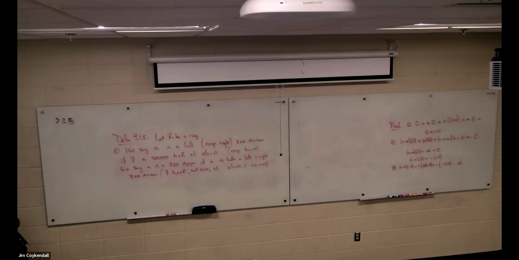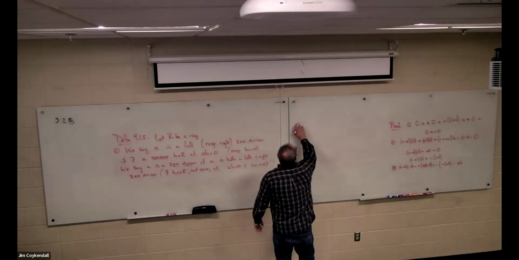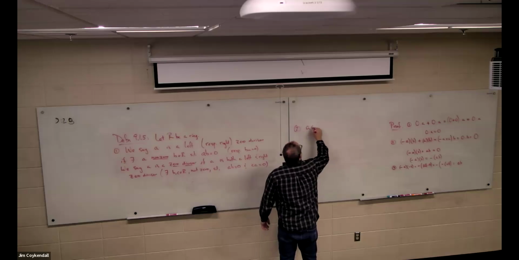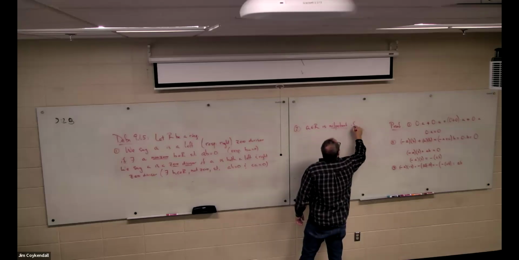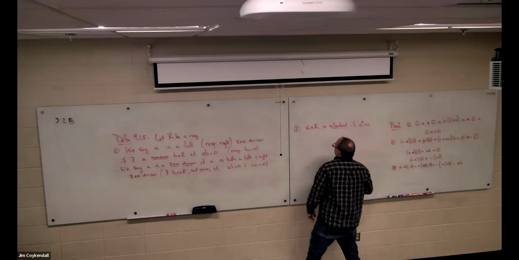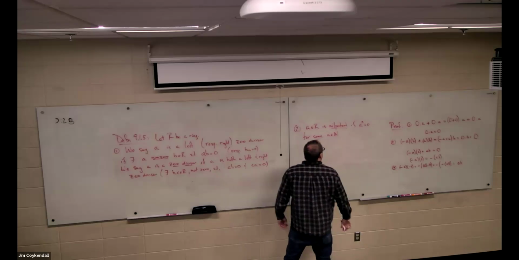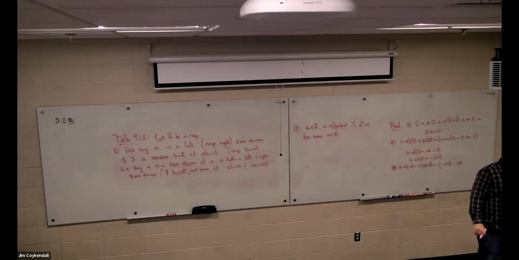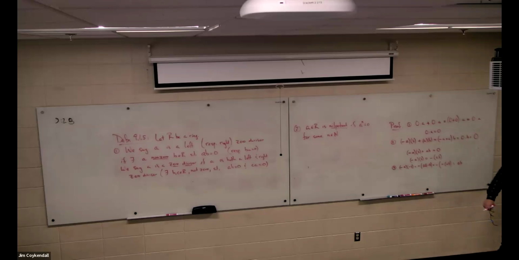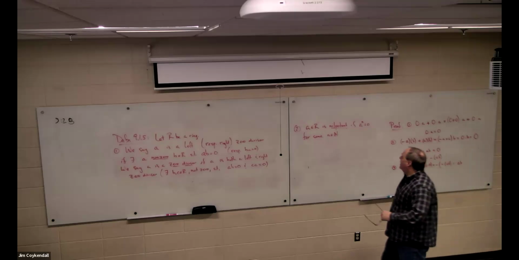Okay. This next one is sort of like a zero divisor on steroids. Two, A in R is nilpotent if A to the N is zero. Notice that zero is clearly nilpotent. And any non-zero element that satisfies this is a zero divisor, because if A to the N is zero, then A times A to the N minus one is zero.